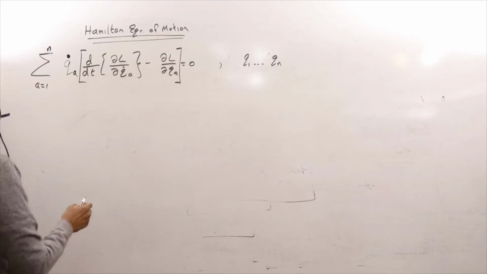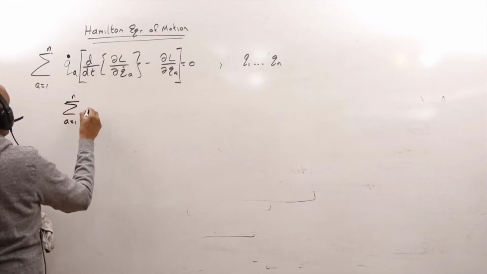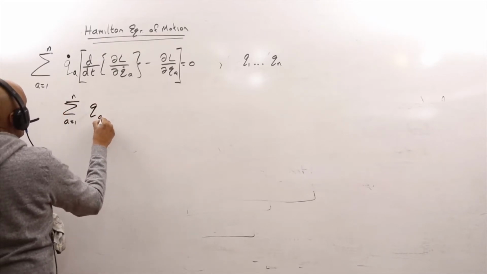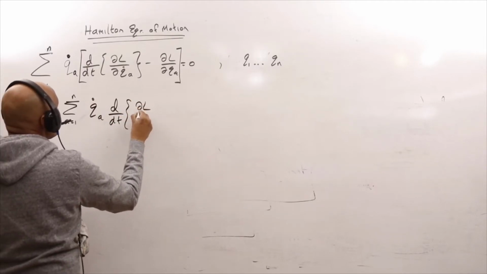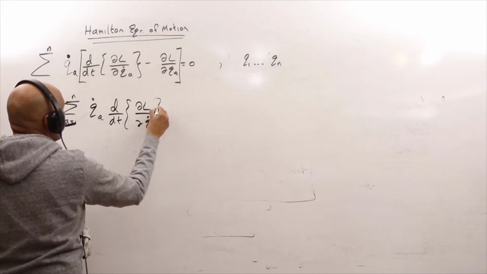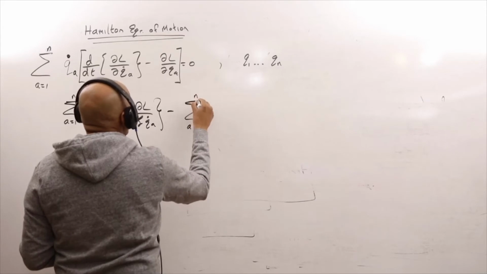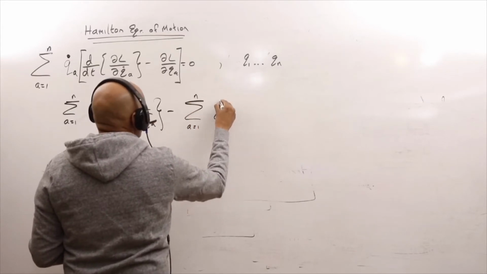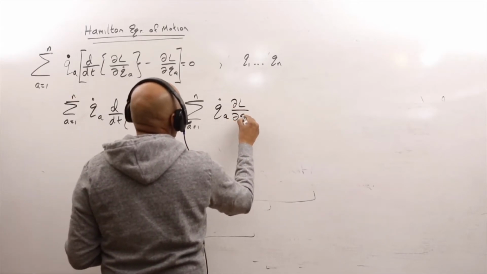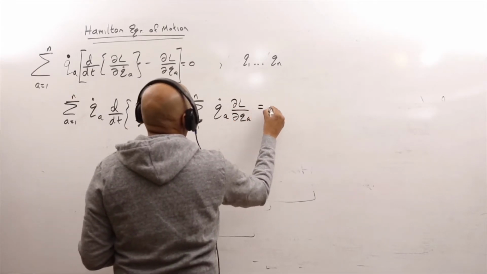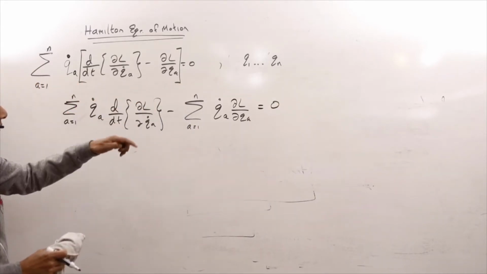So let's expand this out. We should get a summation, a equal to 1 to n, of Q dot a times the derivative with respect to time of the partial of L with respect to Q dot a, minus the summation, a equal to 1 to n, of Q dot a times the partial of L with respect to Q a, and that's all equal to 0. Remember, when I take the sum on both sides, there's a 0 on that side.